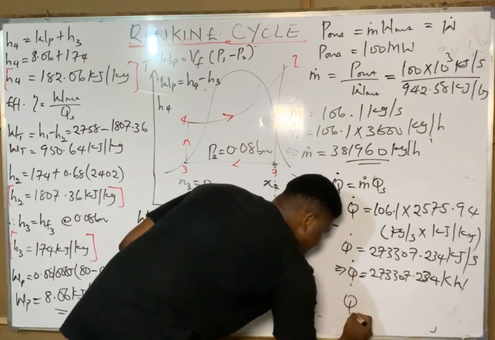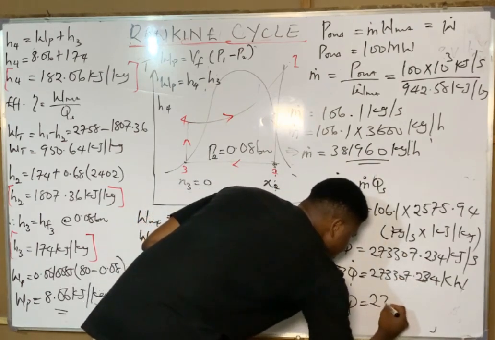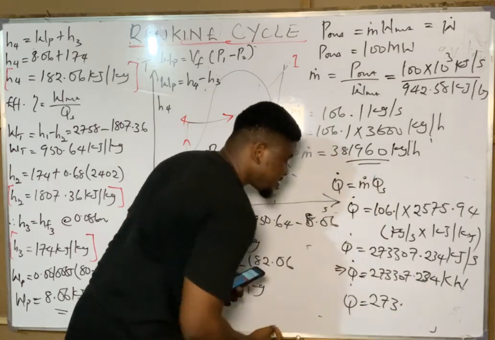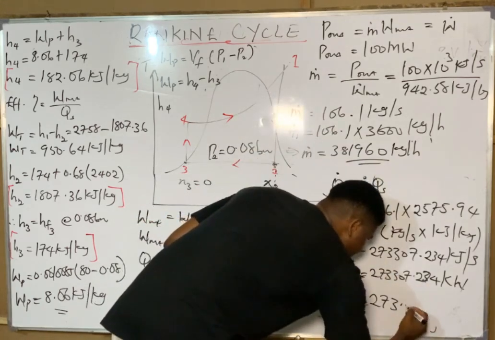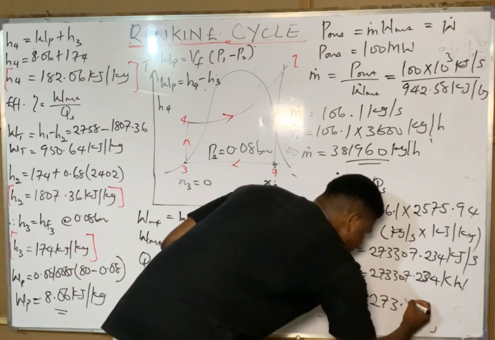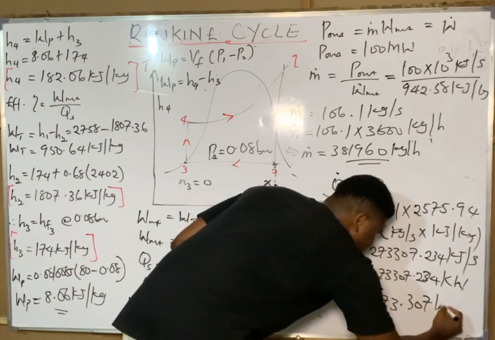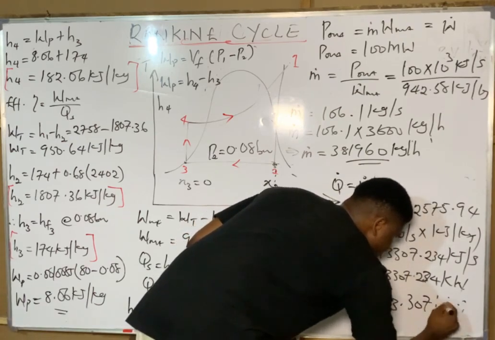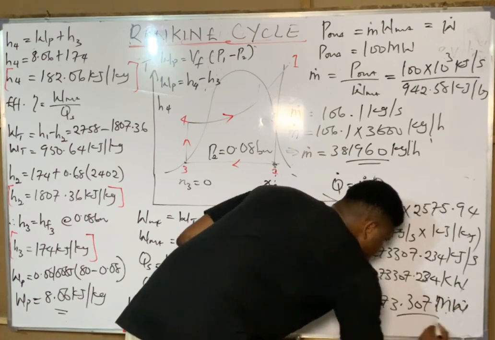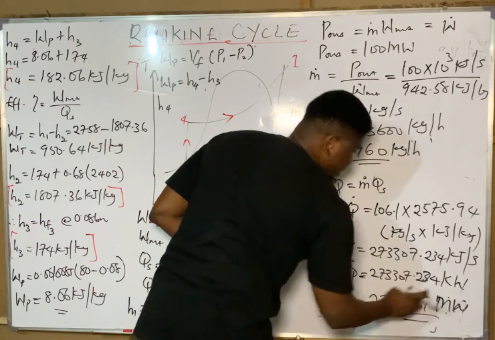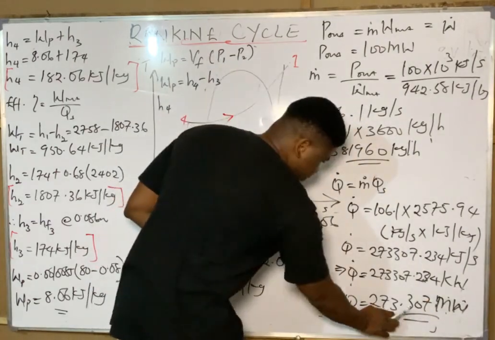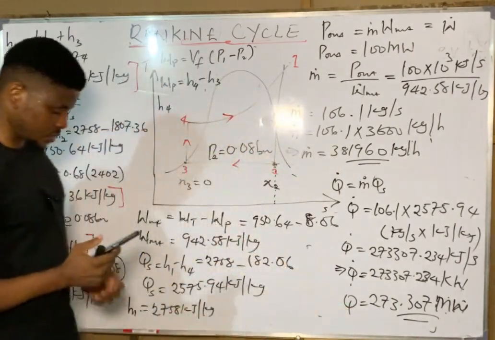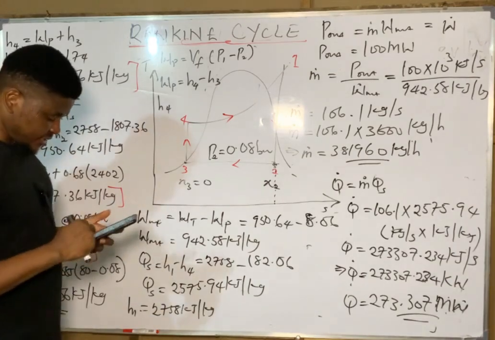Heat flow rate is now going to be equal to 273.307, if you move the decimal place, or multiply simply by 10 to the power of -3. That converts it to megawatts: 273.307 megawatts. You can either choose to leave it in megawatts or kilowatts, but the question says we should keep it in megawatts. So this is the value in megawatts and not in kilowatts. That's the answer we are looking for. We'll move to the next question.